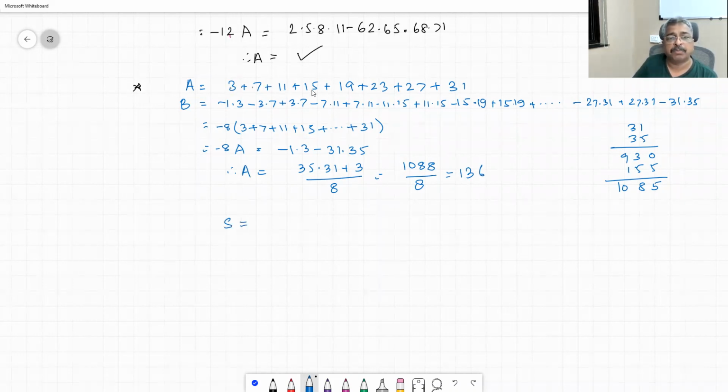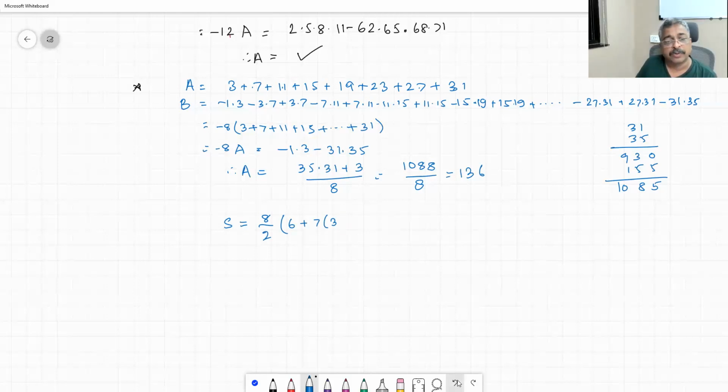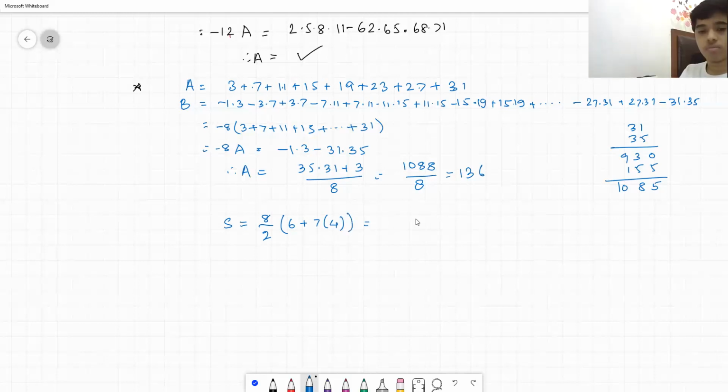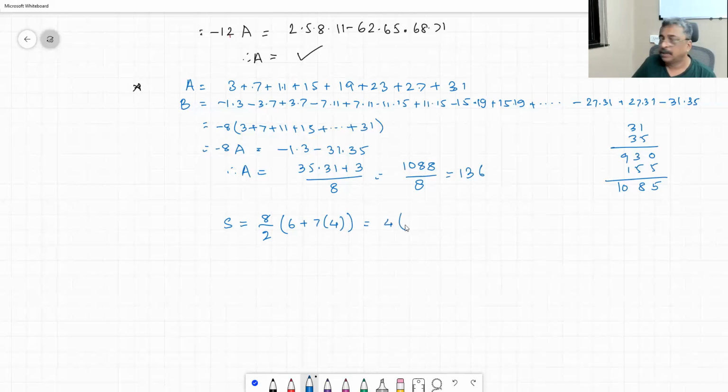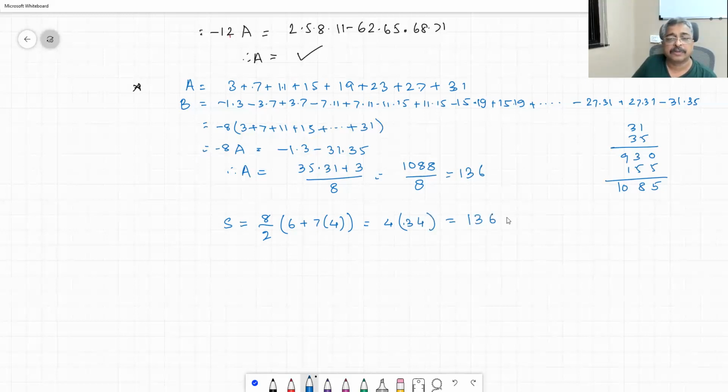And if you do it by using the arithmetic formula, then S is equal to the total number of terms, 1 2 3 4 5 6 7 8, so 8 by 2, n by 2 into 6 plus 7 into 3. Sir, 7 into 4. The common difference is 4. Yes, sir. It is same. 4 into 7 is 28, and 6 is 34. 34 into 4 is equal to 136. Same as this, so it works. Telescopic setup.